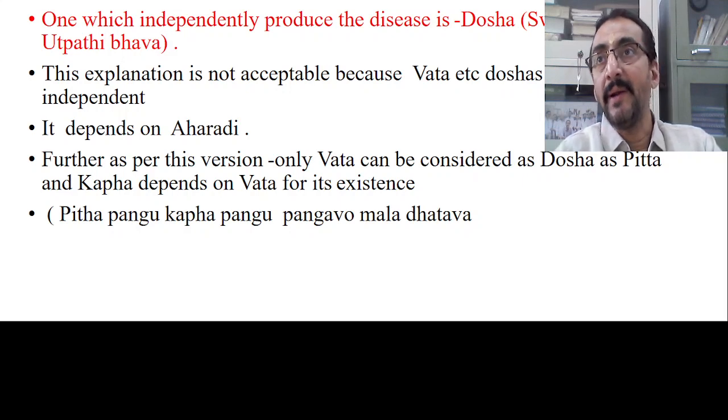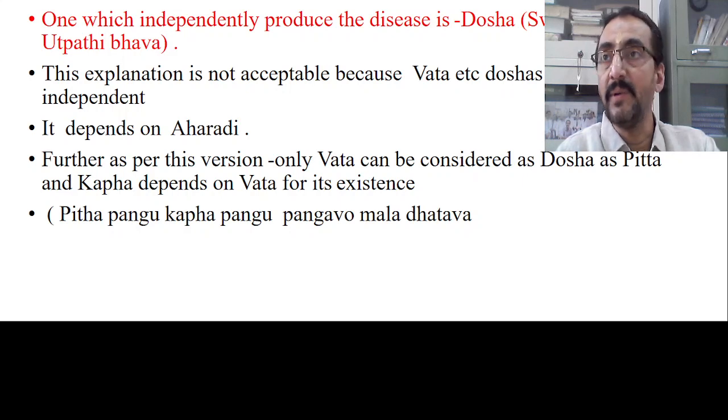Now again, when you come back to this definition or explanation, this explanation is also not acceptable because Vata etc. doshas are not actually independent. We say that usually Vata etc. doshas are independent, and this definition also says the same thing. One which is independently able to produce one particular disease is called dosha.